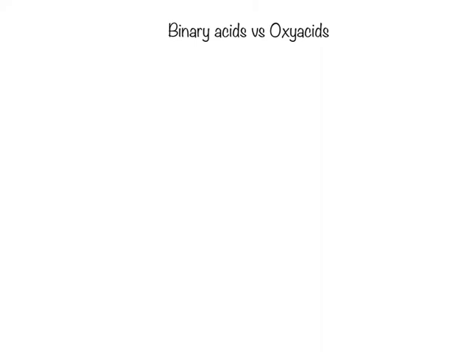Alright, in this video we're going to talk about acid nomenclature. There are two basic types of acid. An acid is anything that has hydrogen as the first element, other than water. So these are our binary acids versus our oxyacids. Binary acids are when you have hydrogen and another element.